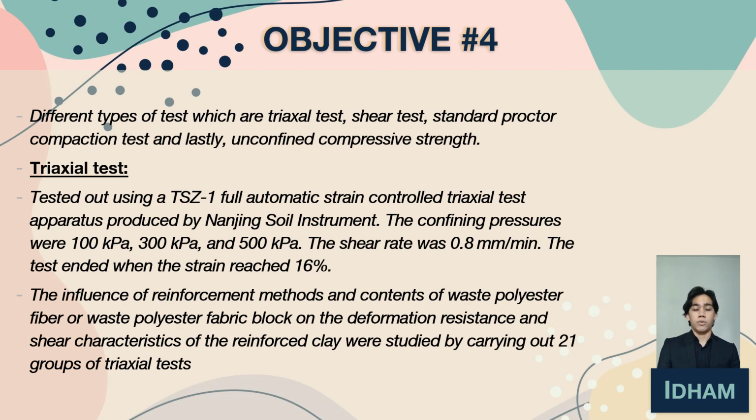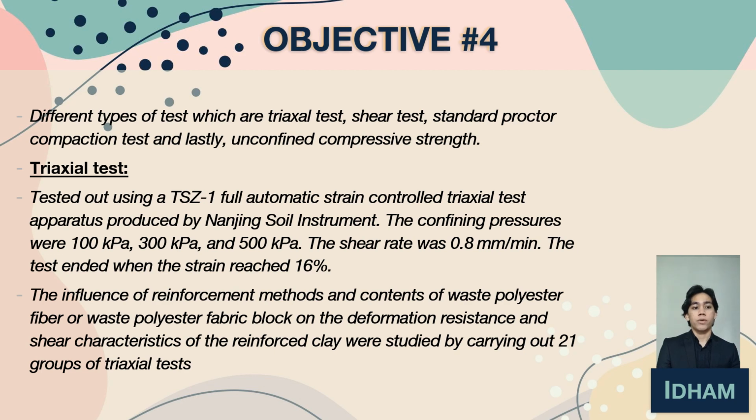It is actually tested using a TSZ1 full automatic strain control triaxial test apparatus produced by Nanjing Soil Instrument. It has different confining pressures, and the maximum was 500 kilopascal. The shear rate was 0.8 mm per minute, and the test ended once the shear strain reached 16%.